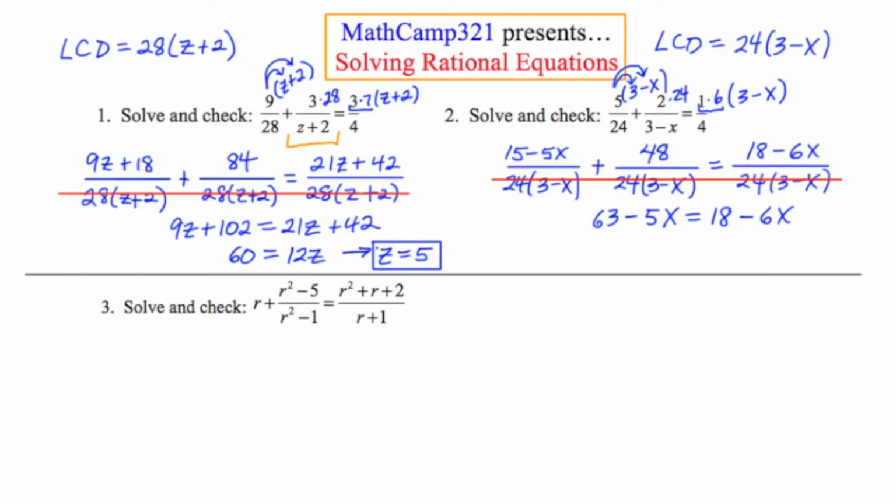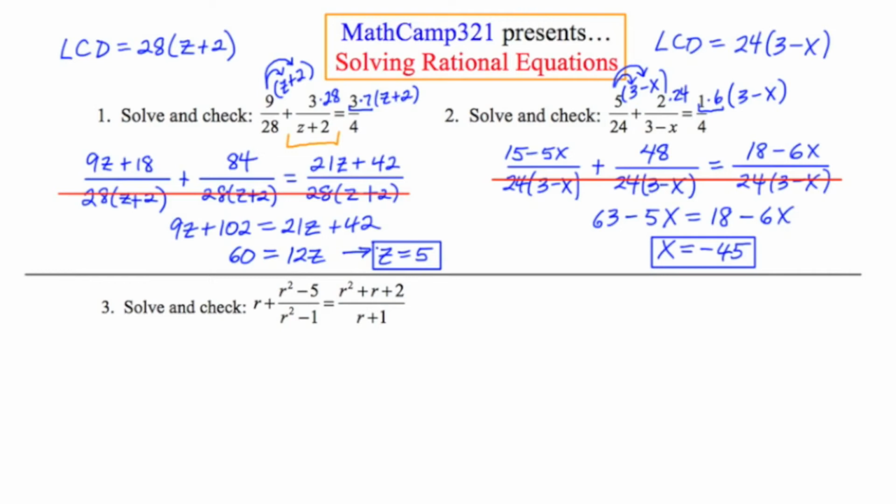Adding 6x to both sides, I'm left with just x on the left. And subtracting 63 from both sides, I'm left with negative 45. Now we need to take our answer and at least for a moment consider whether this is going to produce a situation that is undefined.